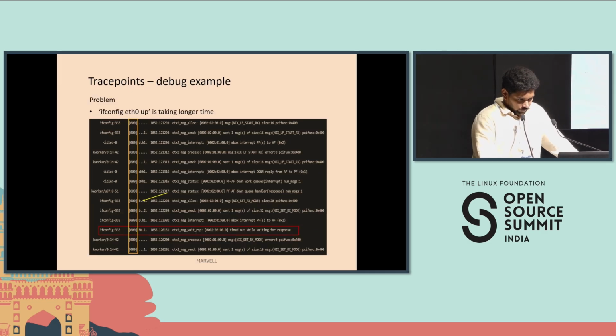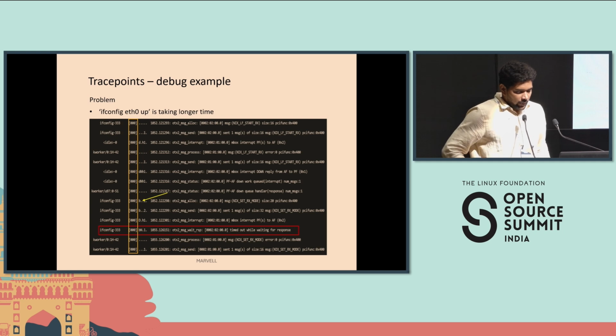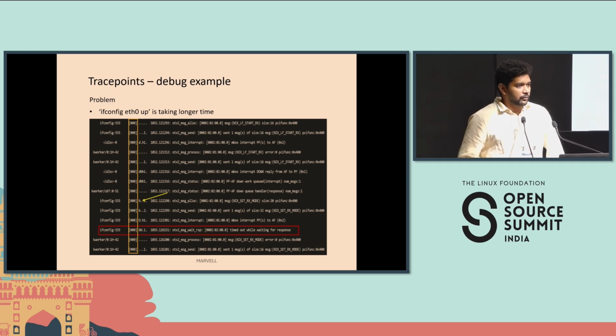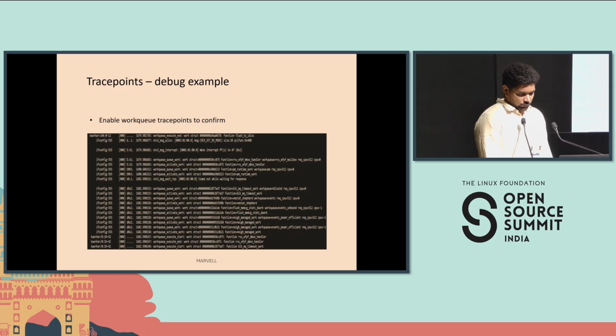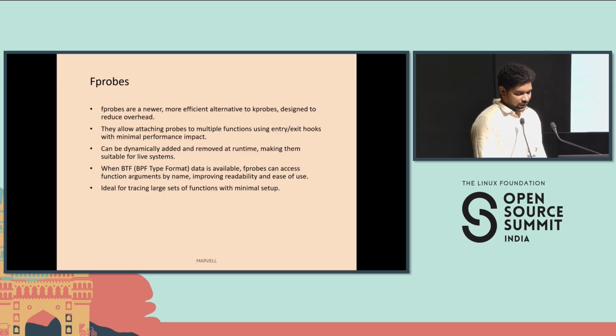So if you see, this message is being called from an NDO op called set RX mode, where the stack will disable the bottom half and call the driver op. I'm not going to talk about the fix for this. I'm just showing the example.